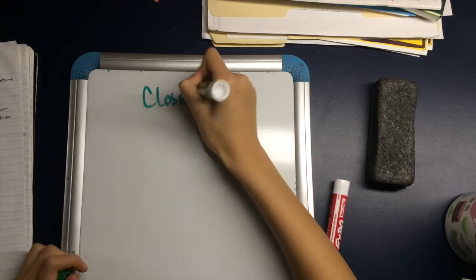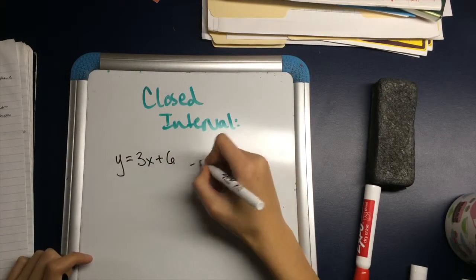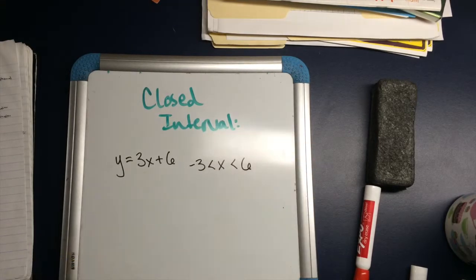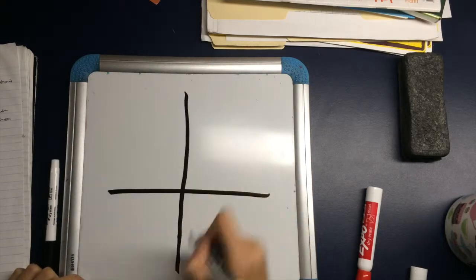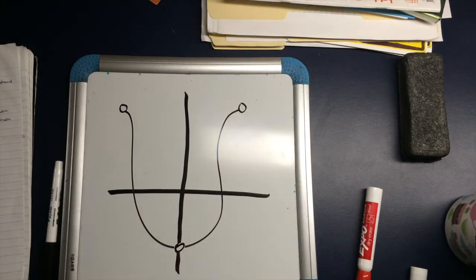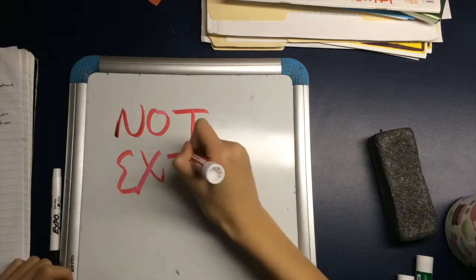Since I'm talking so much about closed intervals, let's go over what a closed interval is. Basically, it's just a restricted area that the function has to be in. Now, what if there are holes in the function? What would that be? Well, in this case, it would not be an extrema.